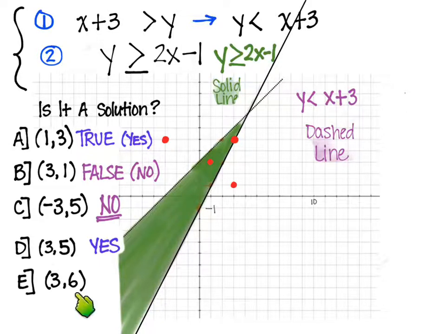But what about 3, 6? Well, 3, 6, we're going to go up one more up here, and it's on the dashed line. And the dashed line says that's false. Anything on that line is not a solution to this one equation. This equation right here. It's not a solution to this equation. It has to be a solution to both equations to be a solution for the system. So the answer is no, it is not a solution to the system.